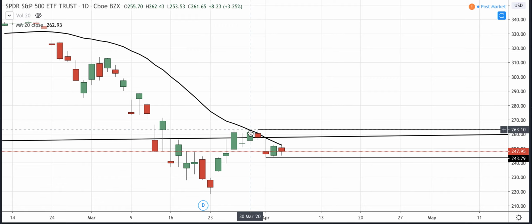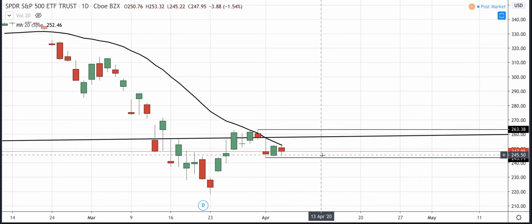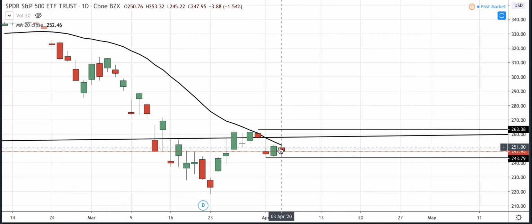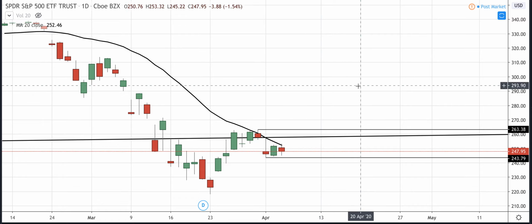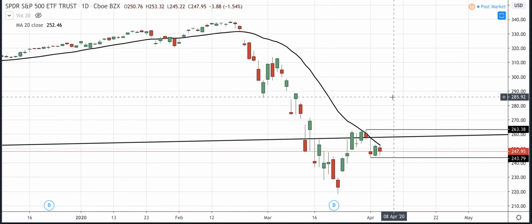We tried here, couldn't do it. Tried again on March 31st to end the quarter, but we also got rejected again. And ever since then, that 20 MA has been acting as some stiff resistance. So if we can get above that 20-day moving average on the S&P 500, that would be a very positive signal. So keep a close eye on the 20-day moving average.